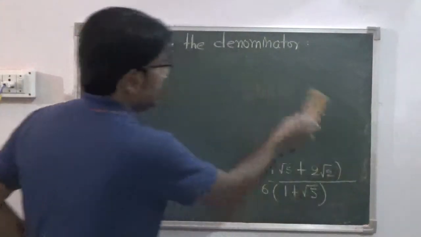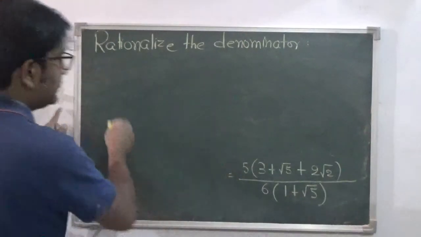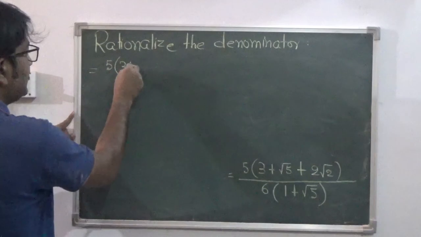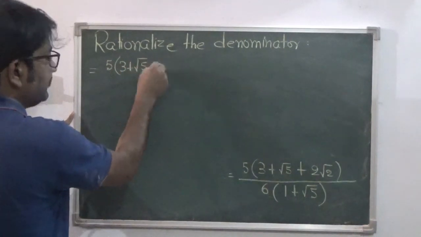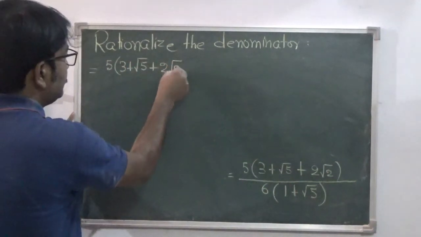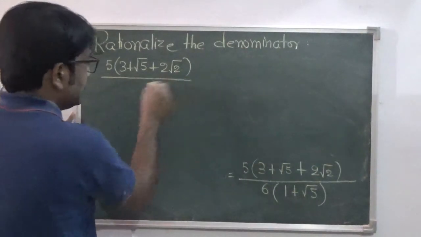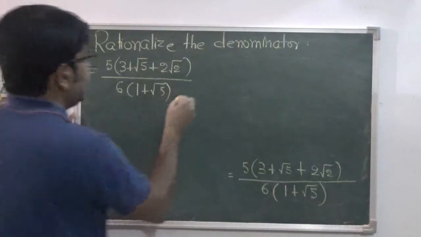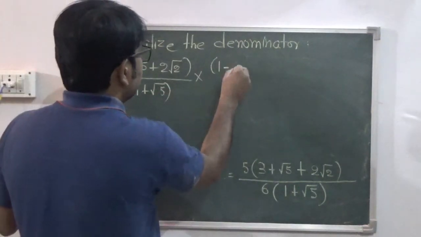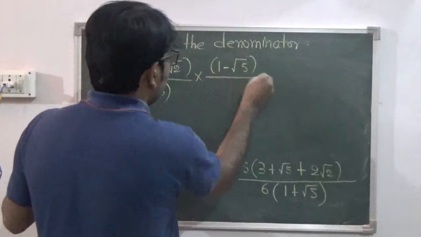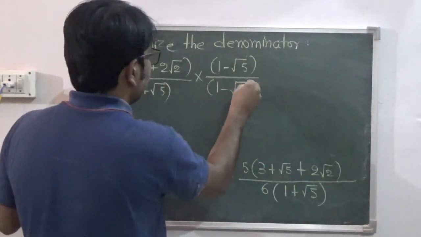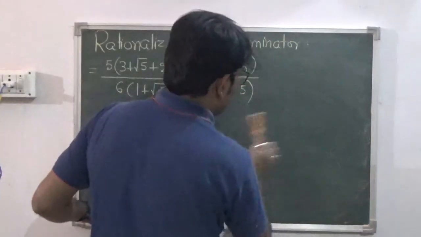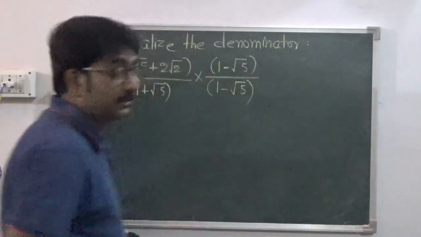So from there let us move ahead. You can write this equals to 5 into 3 plus root 5 plus 2 root 2 divided by 6 into 1 plus root 5. So you multiply by 1 minus root 5 divided by 1 minus root 5. Now again let us proceed further with the calculation.